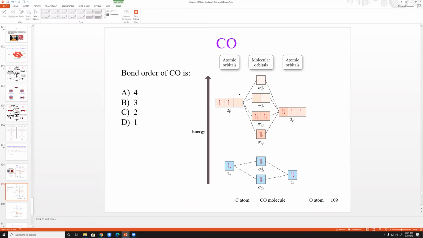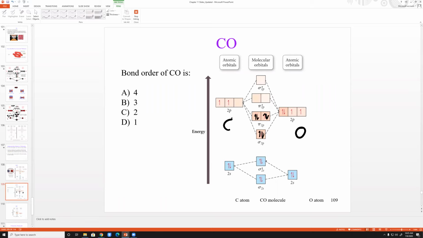So you do the same thing. This is going to be carbon, this is going to be oxygen, and you fill them in. Carbon is 2p2, so you have 1, 2 there, and then your S's are going to be filled up, and then oxygen is 2p4. So 4 electrons here plus the 2 here are going to be 6, and you fill in 1, 2, 3, 4, 5, 6, and then you can calculate the bond order.